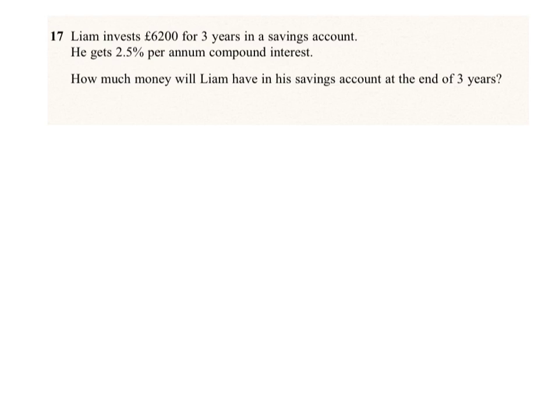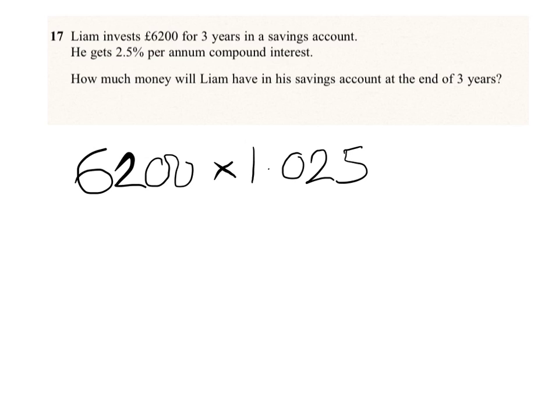So compound interest question, so we've got £6,200. We're going to earn 2.5%, so to increase by 2.5%, we multiply by 1.025, and we raise that to the power 3 for the 3 years that it's been invested for.